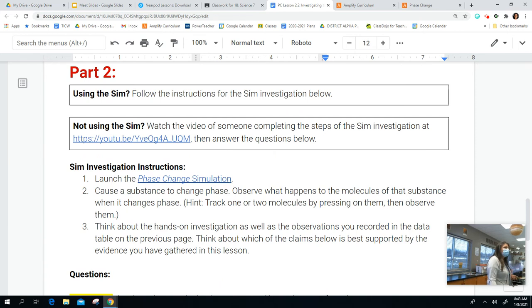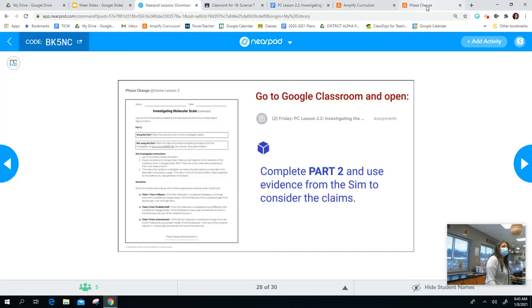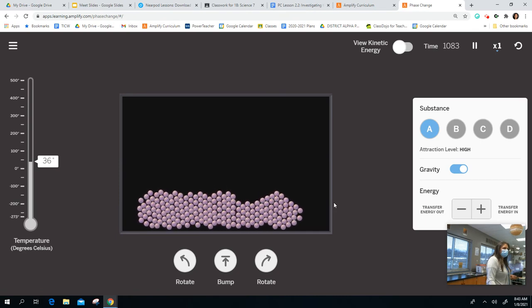So we need to cause a molecule to change phase, and the Nearpod told us that we're going to do that by what? How are we going to make them change phase? We're going to add energy. Thank you, Rosemary, for being with me today. We're going to change them by adding energy.